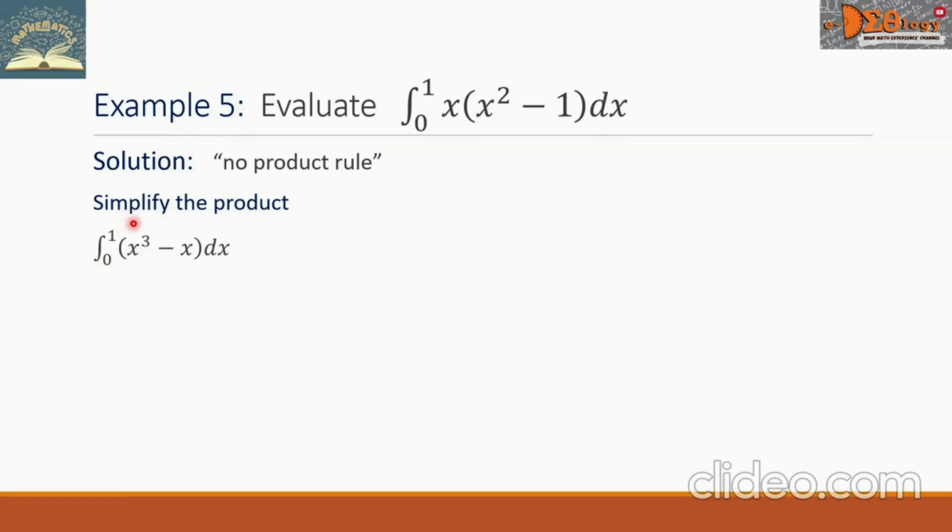Then we proceed with our step 1. We integrate. So the integral of x cubed is x raised to 4 over 4, minus the integral of x, that will be x squared over 2. Then we write the limits from 0 to 1.